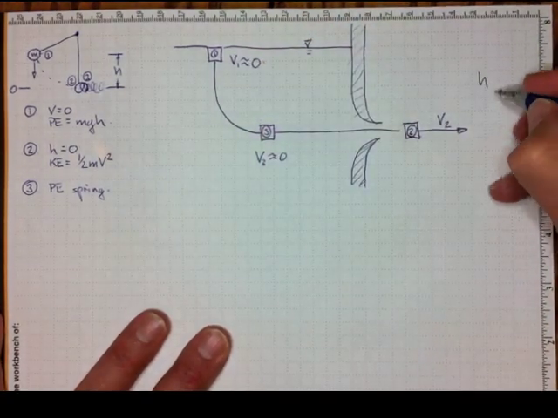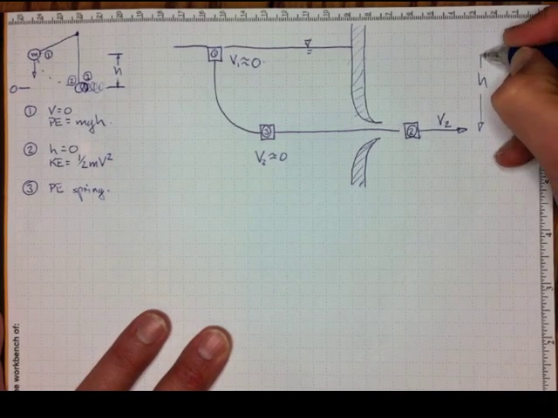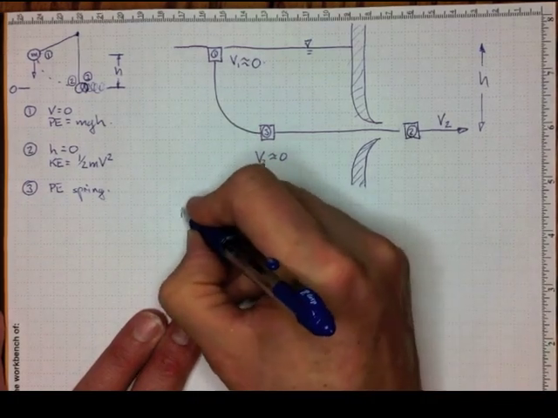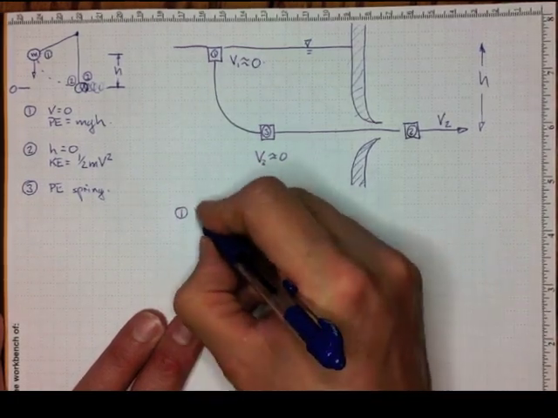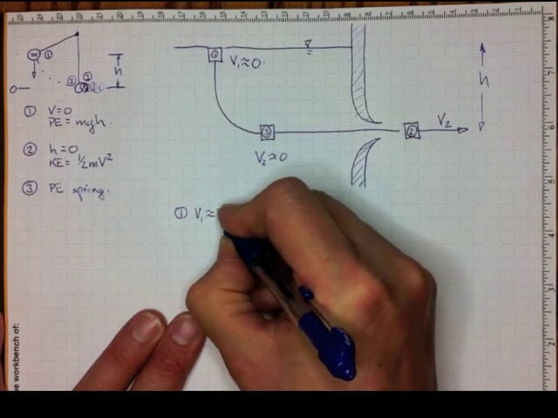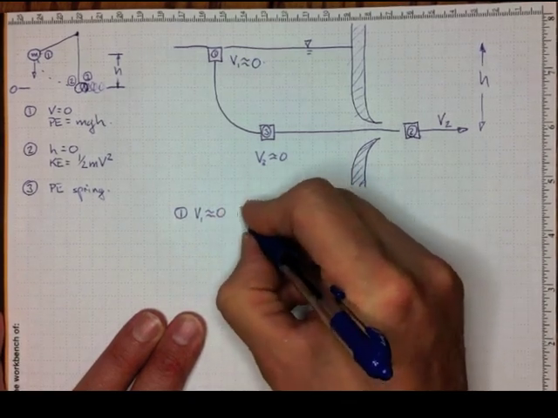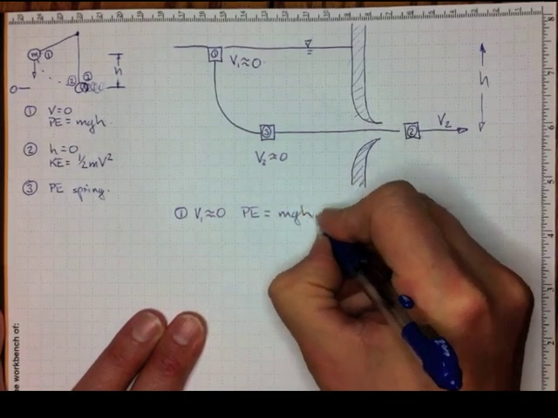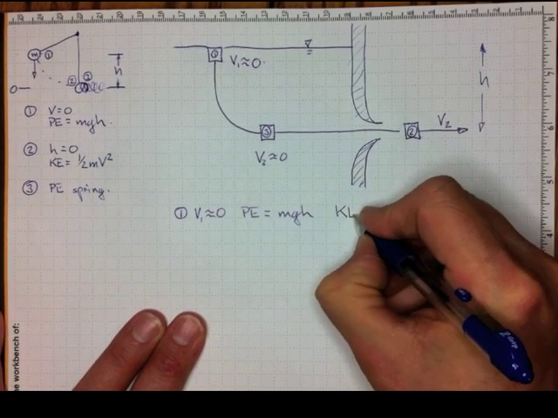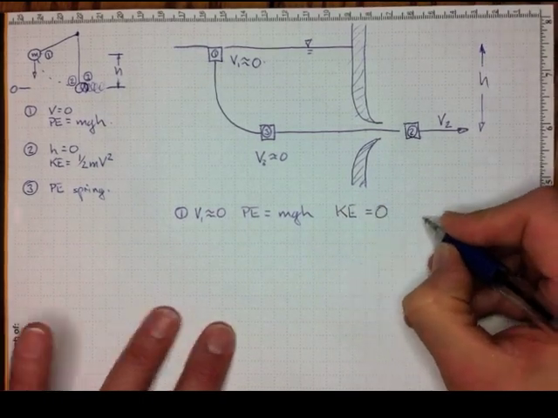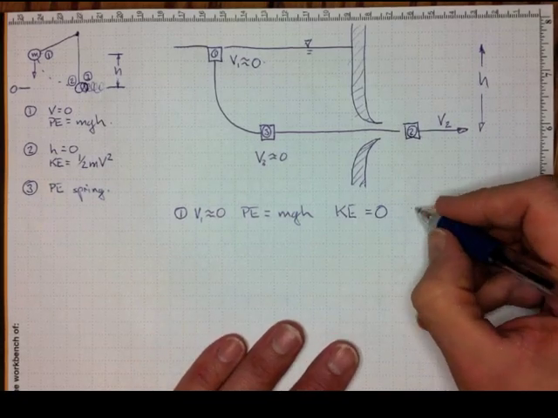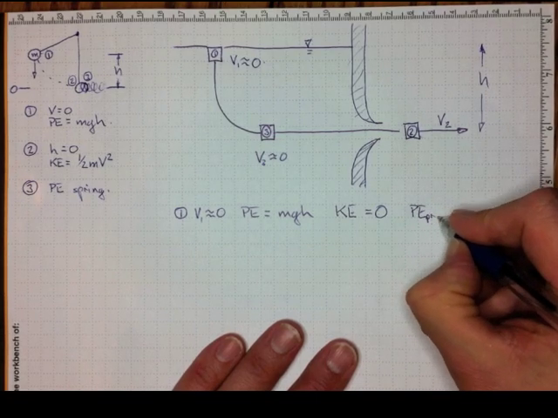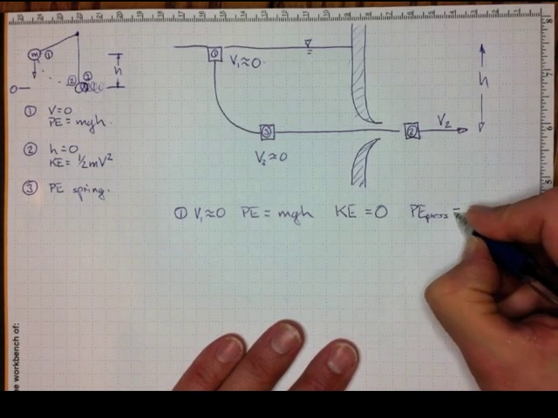And again we have height h between the locations. So at location 1, not moving, v1 about equal to 0, potential energy equal to mgh, kinetic energy equal to 0. Pressure energy, the potential energy of pressure, equal to 0.